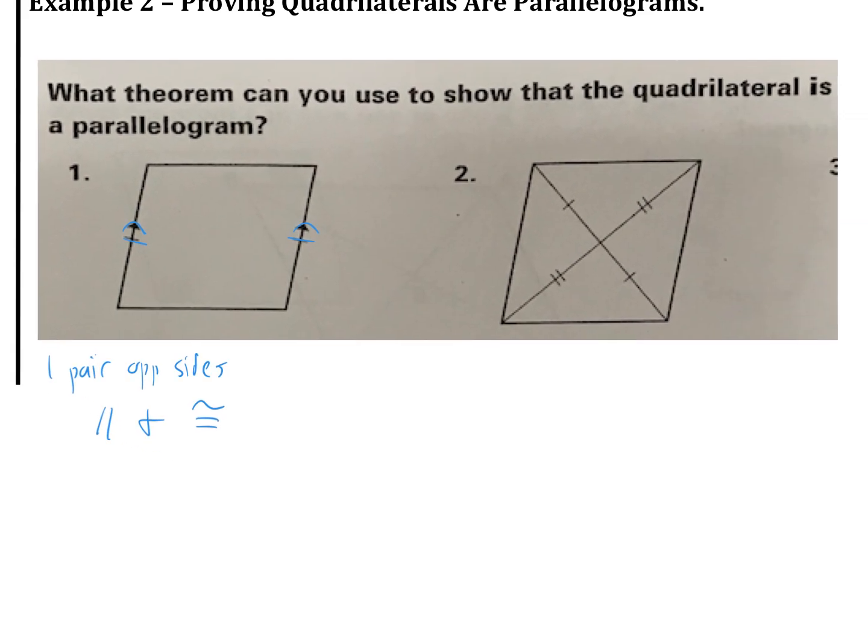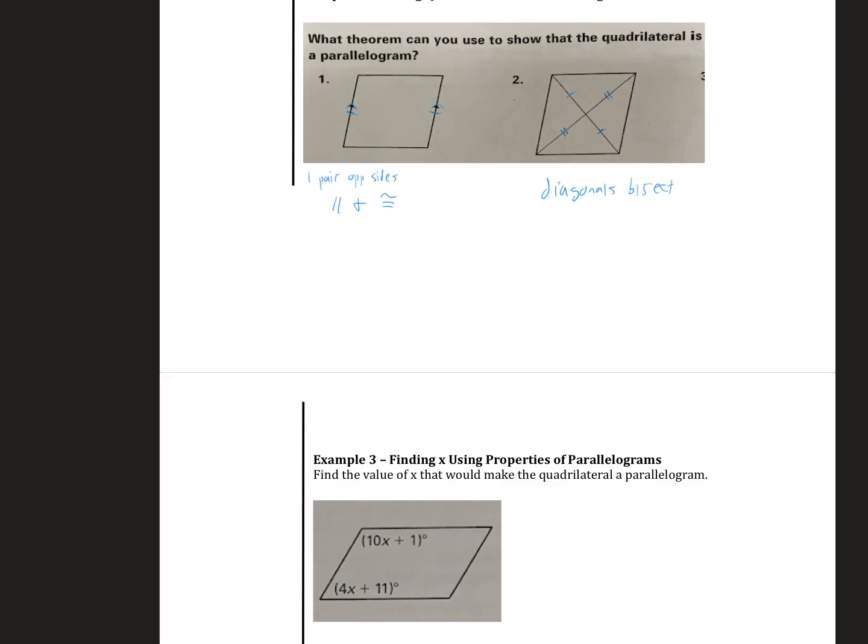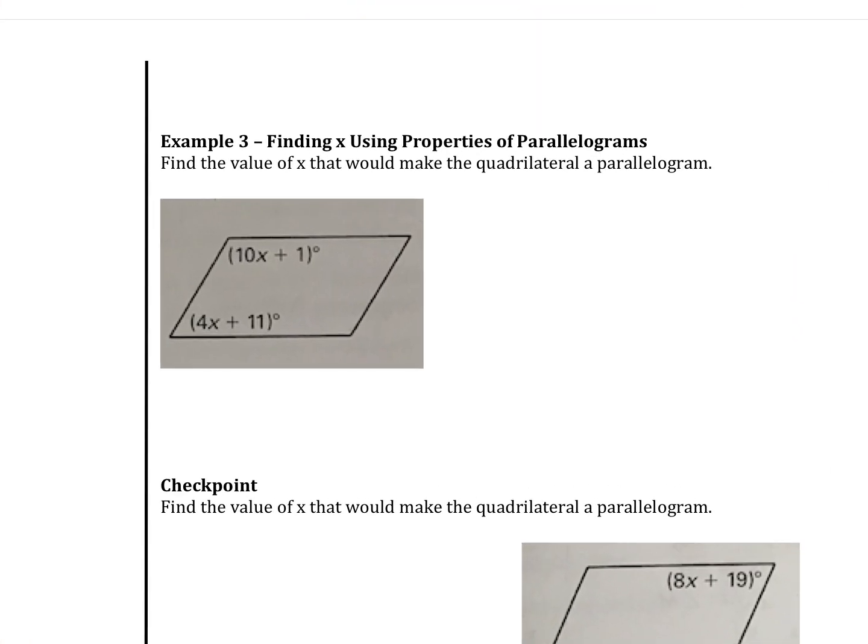This one over here looks like these are diagonals, and what do we know about diagonals of parallelograms? They bisect, so we can say this is a parallelogram because the diagonals bisect. And that's all they wanted for that one. Kind of a weird example, but it is what it is.